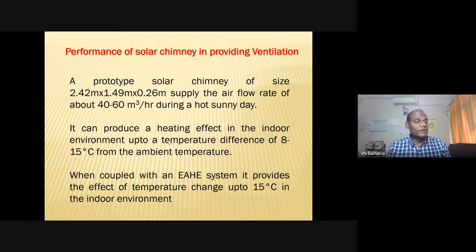So if the solar chimney is coupled with the earth air heat exchanger system, then we can get a good cooling and heating effect in adverse weather conditions. In summers, we can get cold air if the solar chimney is coupled with the earth air heat exchanger. We can get hot air in winters from this combination of solar chimney and earth air heat exchanger. So these are totally passive.